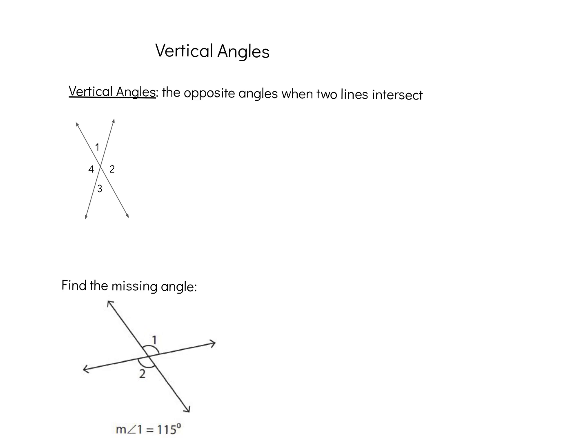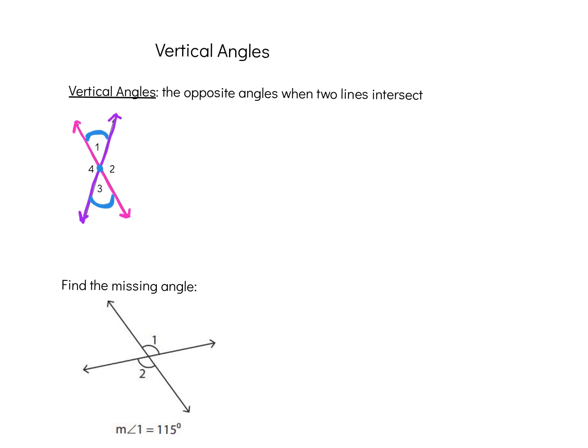This lesson is on vertical angles. Vertical angles are the angles that form opposite of each other when two lines intersect. So for example, right here, I have this line that intersects with this line. And the vertical angles form opposite of each other. So this angle, which is labeled angle 1, is opposite or across from this intersection point of angle 3.